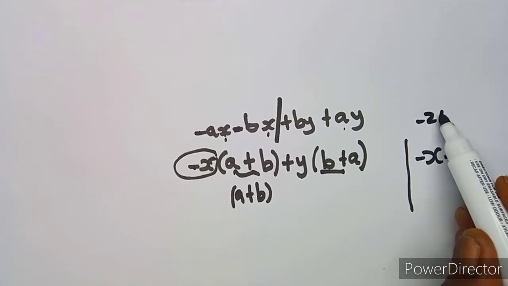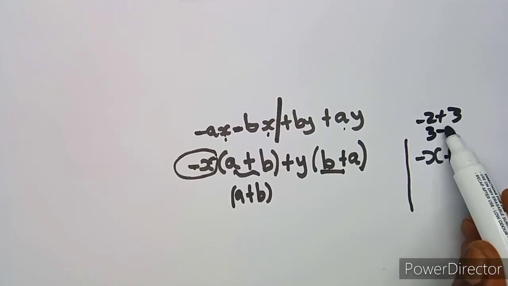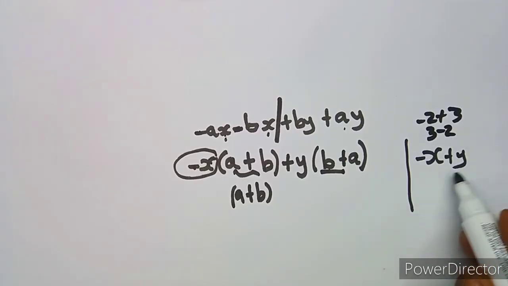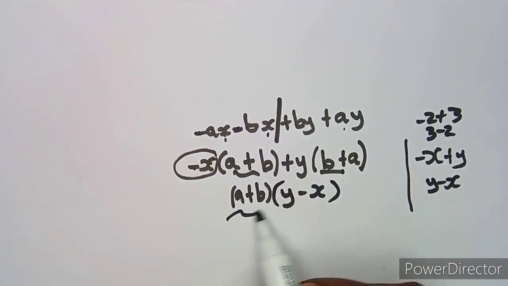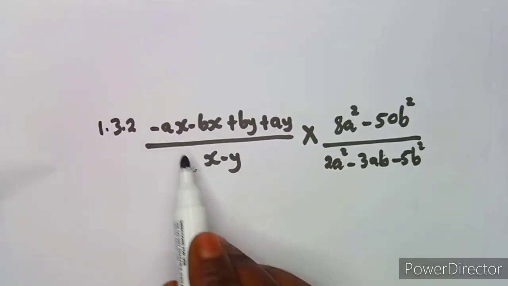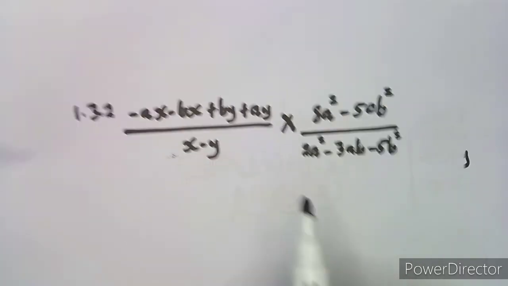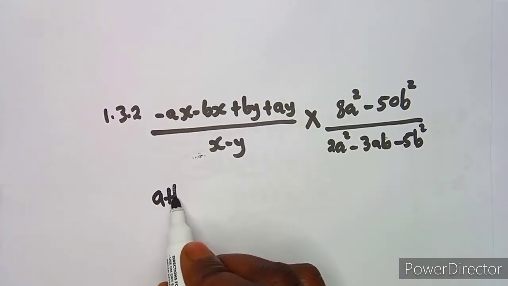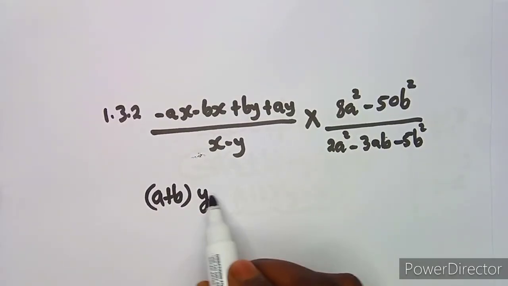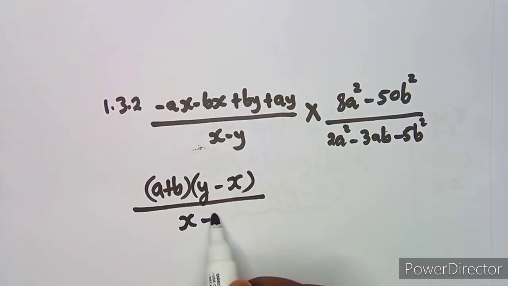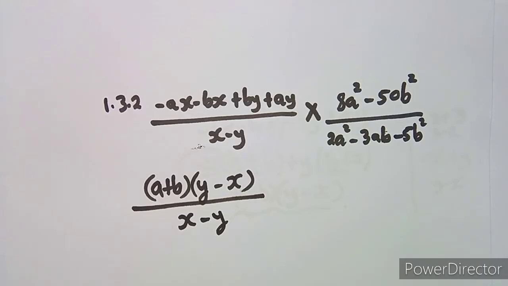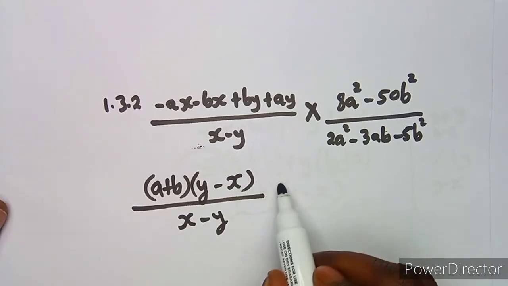Just like minus 2 plus 3, isn't it the same as 3 minus 2? It's one and the same thing. So this is the same as y minus x. Instead, you can write it as y minus x like this. So this is what you're obtaining from this part on top. It gives us these 2 brackets, a plus b into y minus x, everything over x minus y, of which there's nothing that I can do there.